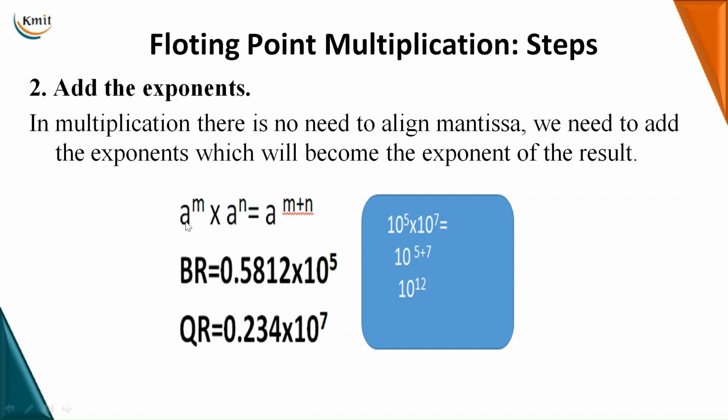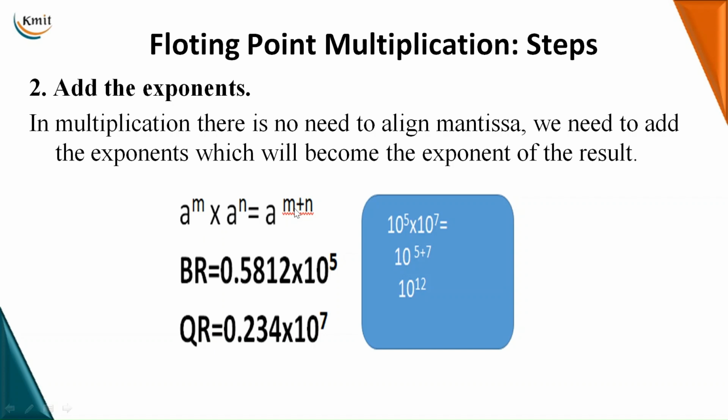So when you are performing a floating point multiplication, you have to add the exponent part of your data. There is no need to align the mantissa here. We need to just add the exponents, and this will become the resultant exponent. Say, for example, I have two exponents where my BR register has an exponent of 10 to the power of 5, and my QR register holds an exponent of 10 to the power of 7. This is the exponent of my first operand and this is the exponent of my second operand.